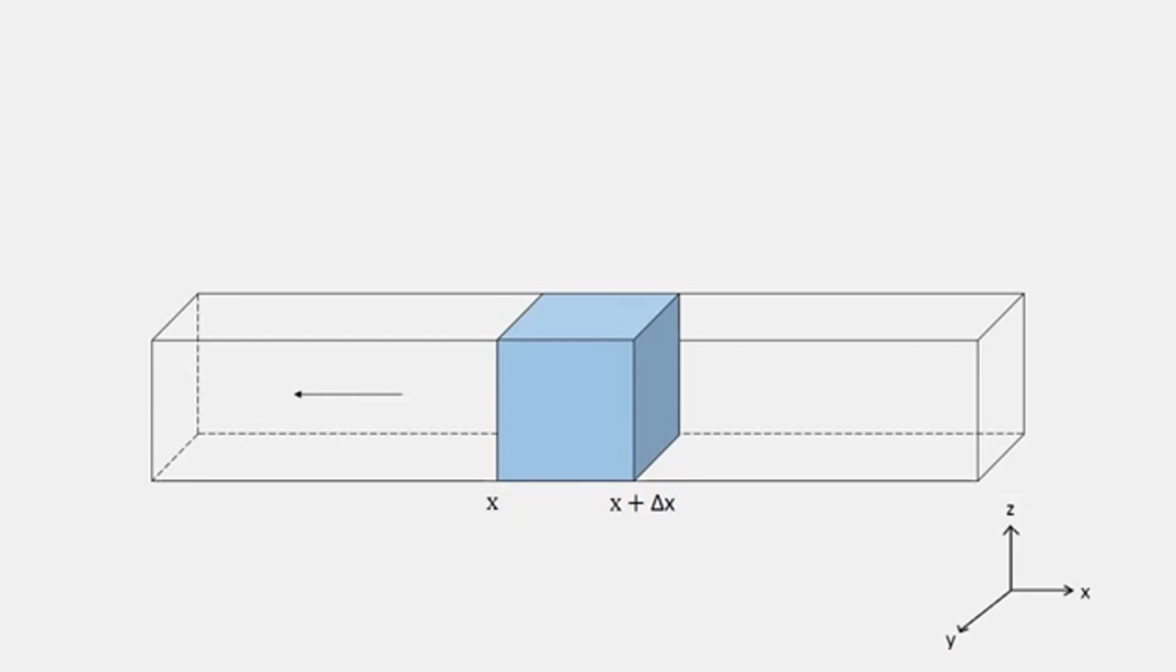By applying the principle of conservation of mass, the mass of fluid flowing in minus the mass of fluid flowing out is equal to the mass of fluid accumulated in the control volume.